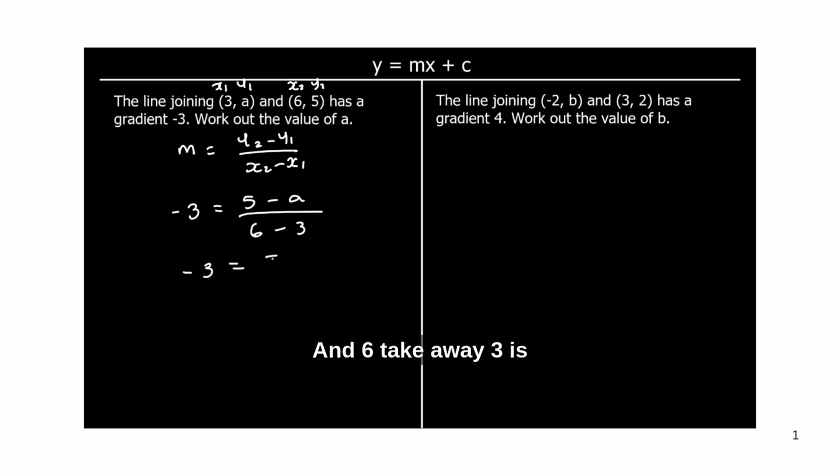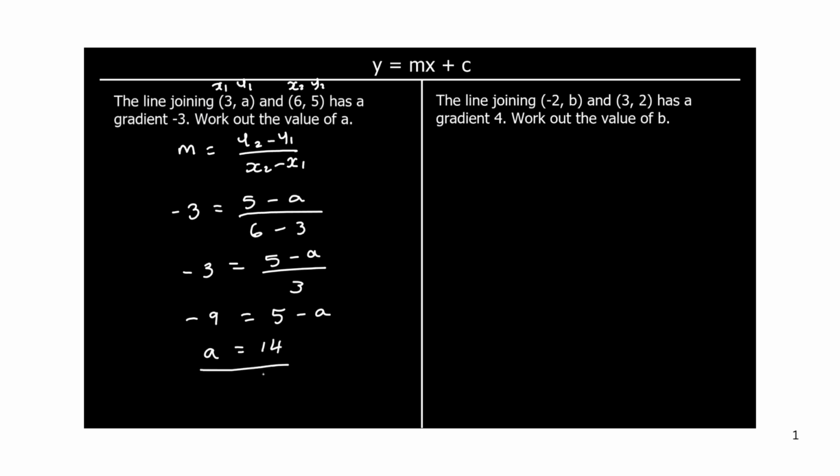And 6 take away 3 is 3. Multiply both sides by 3. So negative 9 is 5 take away a. Add a to both sides. And plus 9 to both sides. So a must be 14.